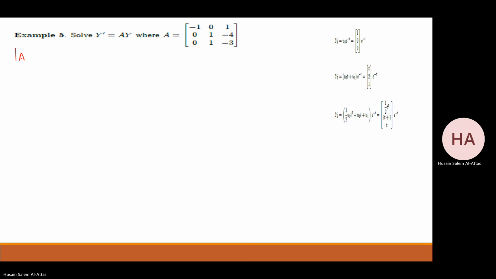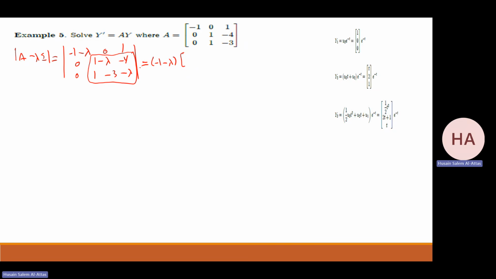So I have A minus lambda I, that will be minus 1 minus lambda, 0, 1; 0, 1 minus lambda, minus 4; 0, 1, minus 3 minus lambda. That will be what? Minus 1 minus lambda. I do the expansion in the first column, which is easy, times the determinant of this, which is what? Let me do the calculation right away. Lambda squared, 3 lambda minus lambda, plus 2 lambda, minus 3 plus 4. Yeah.